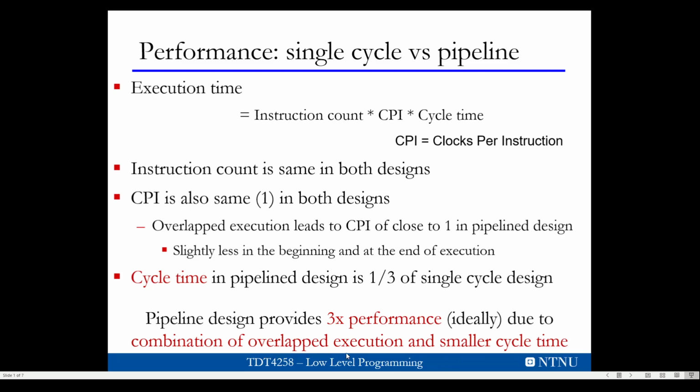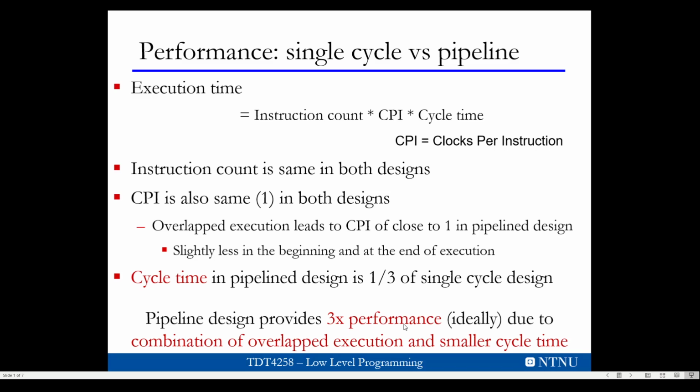Now this overlapping is important because if we were not overlapping the execution of different instructions, each instruction would take 3 cycles to execute. And if we are reducing our cycle time by 1/3, but each instruction takes 3 times more cycles, the overall execution time will remain the same. So it's the overlapping and the small cycle time that makes pipeline design provide better performance than single cycle design.